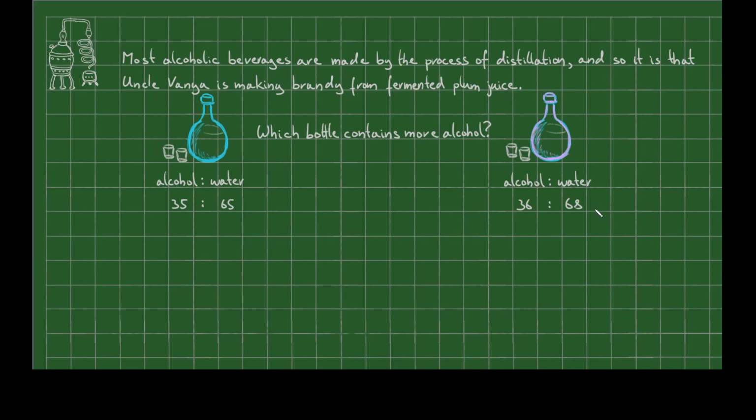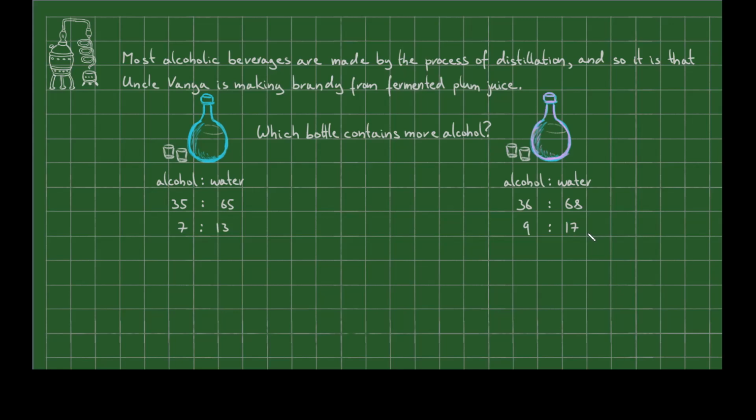Once more, I like to simplify my ratios. On the left, 35 and 65 are both divisible by 5. The equivalent ratio would be 7:13. The values 36 and 68 are both divisible by 4. And so the equivalent ratio is 9:17.